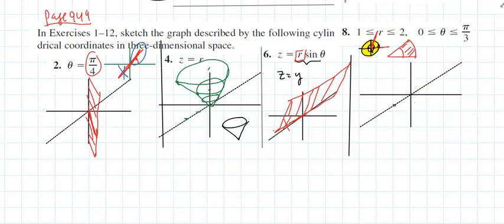Well, let's remember that here. R equal 1. There's R equal 1. R equal 2. We're talking about this region, and it's cut out by 0 and pi over 3, roughly 60 degrees. But do you see there's no z?